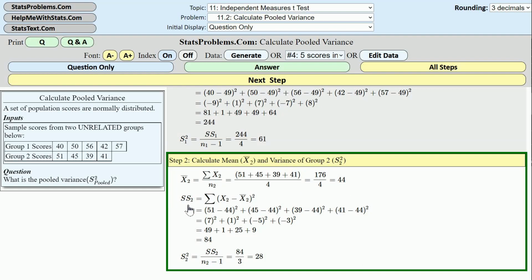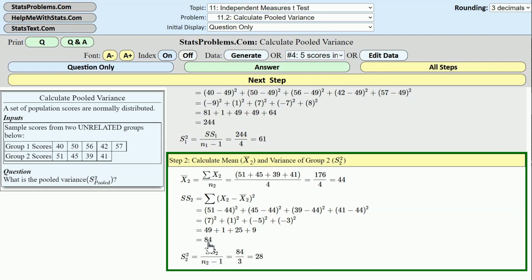The sum of squares, SS2, equals the sum of the squared deviations of each score x2 from the group mean, x bar 2. In this example, the sum of squares, SS2, equals 51 minus 44, squared, plus 45 minus 44, squared, plus 39 minus 44, squared, plus 41 minus 44, squared. This works out to 7 squared, plus 1 squared, plus minus 5 squared, plus minus 3 squared, which works out to 49 plus 1 plus 25 plus 9, which works out to 84.